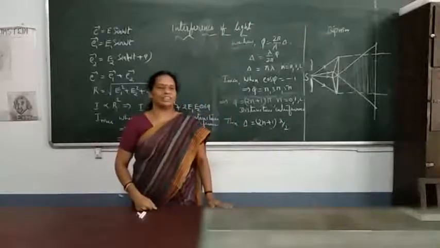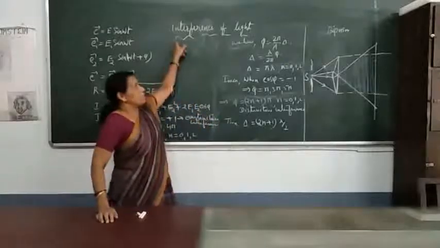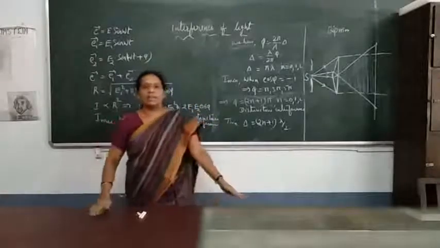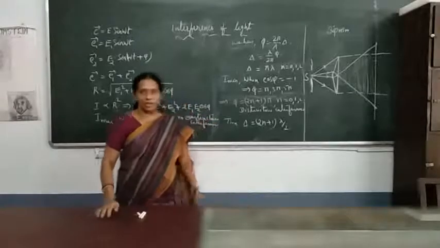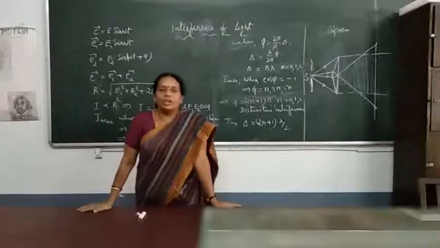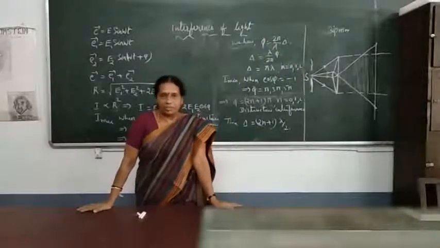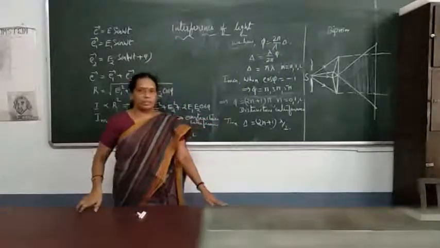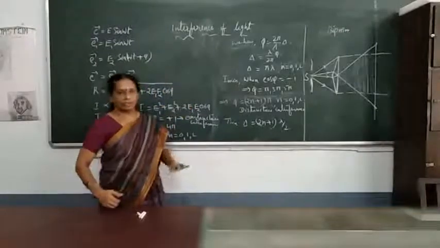Dear students, today I am going to discuss the topic interference of light. Light is a form of energy. Light exhibits many phenomena like reflection, refraction, dispersion, total internal reflection, etc. Along with this, light also exhibits phenomena like interference, diffraction, polarization. In this topic, we are going to discuss one of these phenomena: interference of light.